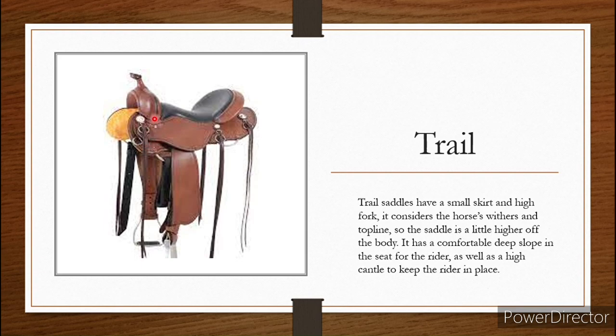This saddle is supposed to be higher up off the horse's body. So when you're riding, your horse's withers will be here and his back will be here. When it's nice and high, you can ride longer and it won't agitate the horse. So it has a comfortable deep slope for the rider and a higher cantle to keep the rider in place. It also has these saddle straps, so you can tie stuff onto the back, because if you're going on a trail, you might be gone for a while, so you need to take your stuff with you.